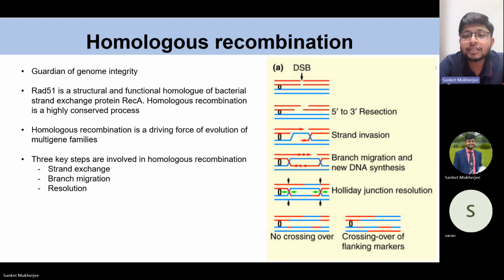So there are three key steps that are involved. First is the strand invasion. This is the first step that happens. Then branch migration happens and new DNA is synthesized. The major polymerase involved here is polymerase delta. And then Holliday junction is formed. This structure is called Holliday junction, which is further resolved to form an accurate DNA or corrected DNA.